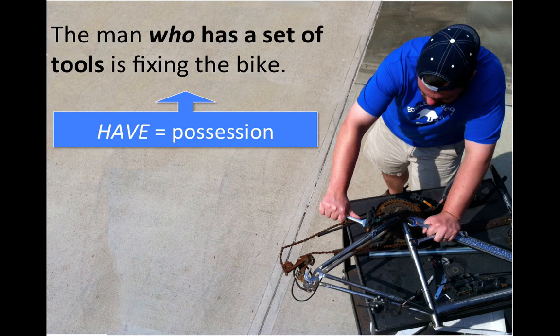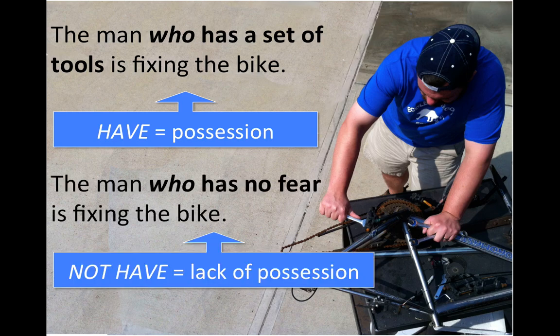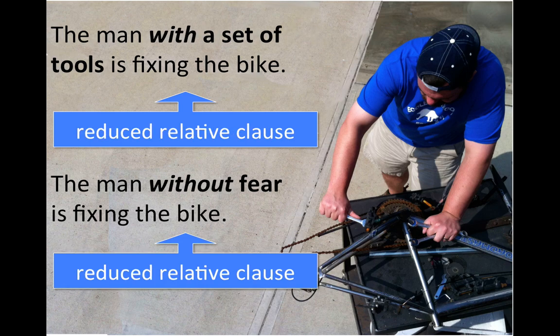Finally, if you have the verb have, and the meaning is possession, for example, the man who has a set of tools is fixing the bike, or in the negative, meaning lack of possession, the man who has no fear is fixing the bike, it's possible to take out who has, or who has no, who has plus the negative, and replace them with or without. And you would get the man with a set of tools is fixing the bike, or the man without fear is fixing the bike.